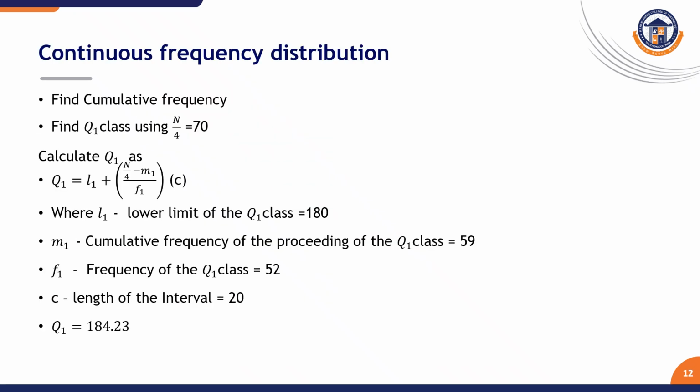Now let us find the Q3 class and Q1 class, as you studied in the previous lecture video. In the same manner we can calculate Q1. For the Q1 class, n by 4 is 70. Then we have to check the value nearer to 70. Then we have to obtain L1, M1, F1, C1 from the previous table. So here L1 is 180, then M1 is 59, F1 is 52, C equal to 20, the class interval. When I substitute, Q1 will be 184.23. Please refer to the previous table.